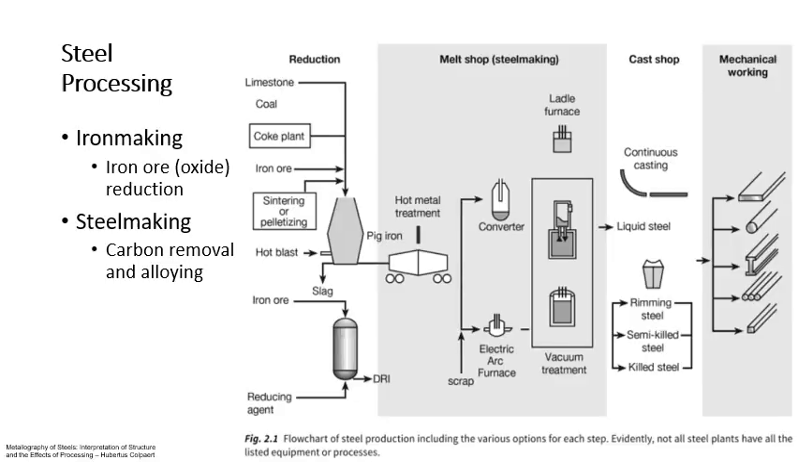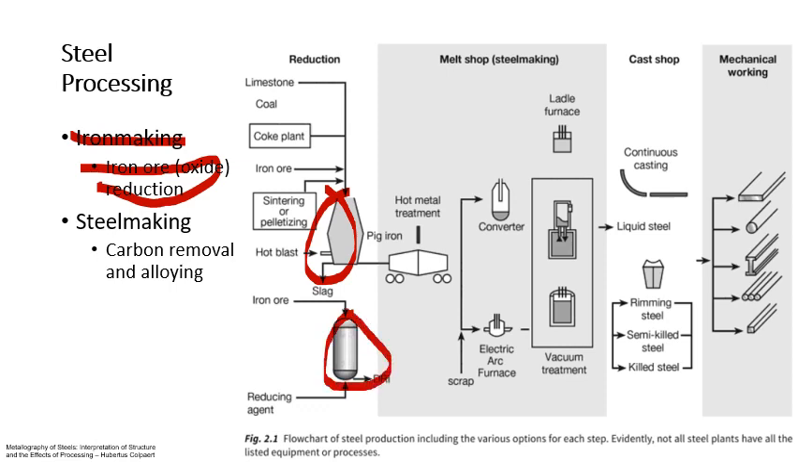Now we're going to talk about steel making. We're revisiting the flow diagram for steel processing. And where have we been so far? We've been through iron making, where iron ore was reduced through either the blast furnace or, what we didn't really talk about that much, direct reduction of iron.